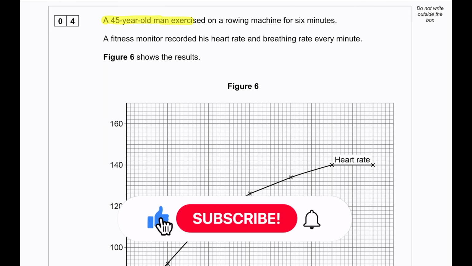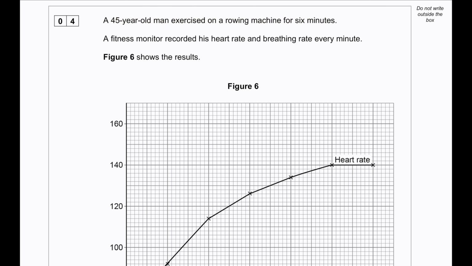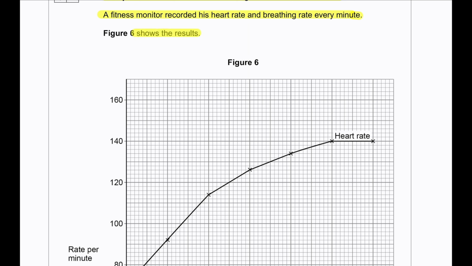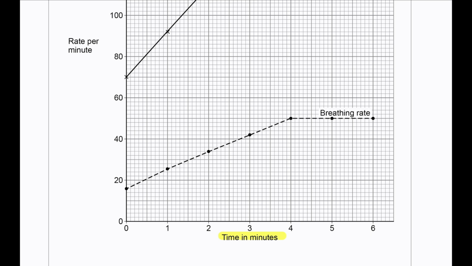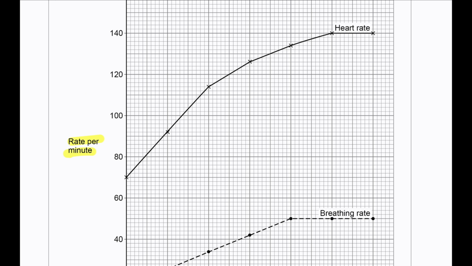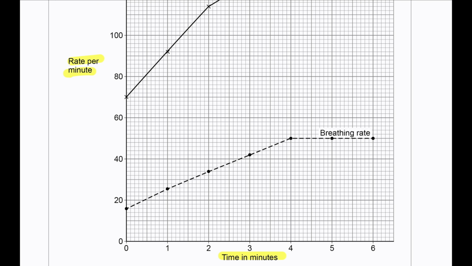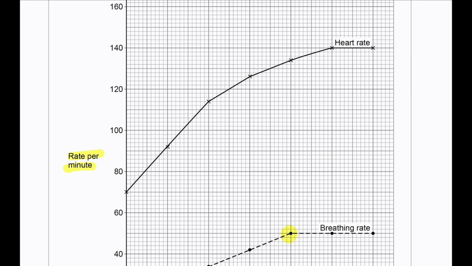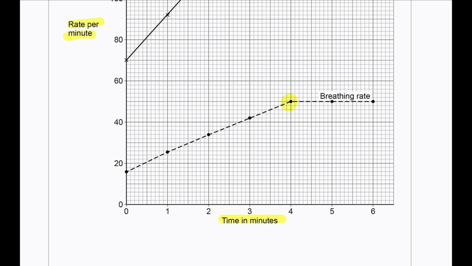A 45-year-old man exercised on a rowing machine for 6 minutes. A fitness monitor recorded his heart rate and breathing rate every minute. Figure 6 shows the result. So we can see time in minutes on the x-axis and rate per minute. And we see that the breathing rate plateaus to about 50 breaths per minute from 4 minutes onwards. And heart rate plateaus at 140 beats per minute at the 5th minute and onwards.